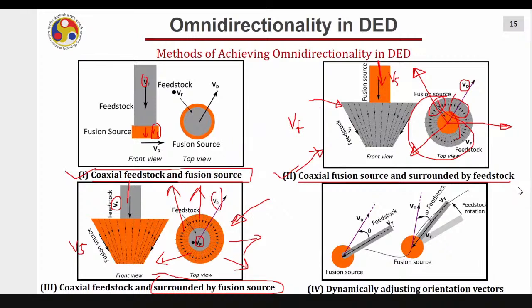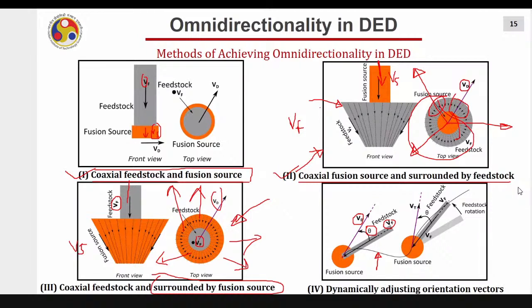Now the issue is the angle between VD and VF, right? This angle, theta. VS is always perpendicular to VF, and also the angle between VS and VD is constant. What I can do, I can rotate my wire feeder, why not? So for example, you are moving on this trajectory, this black color is the trajectory. Just look at it very, very carefully.